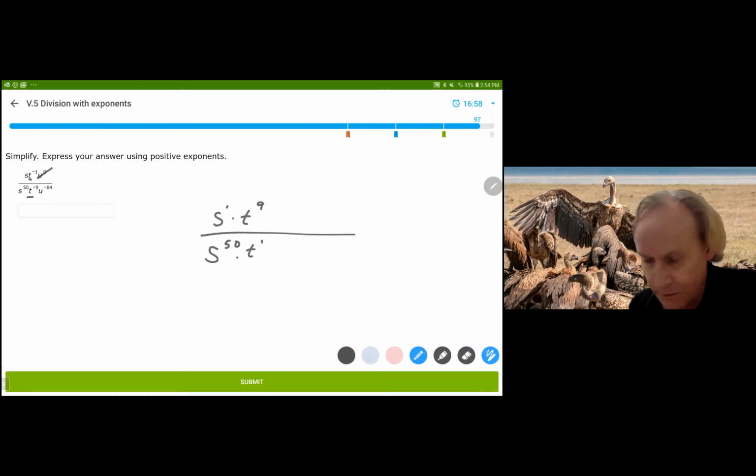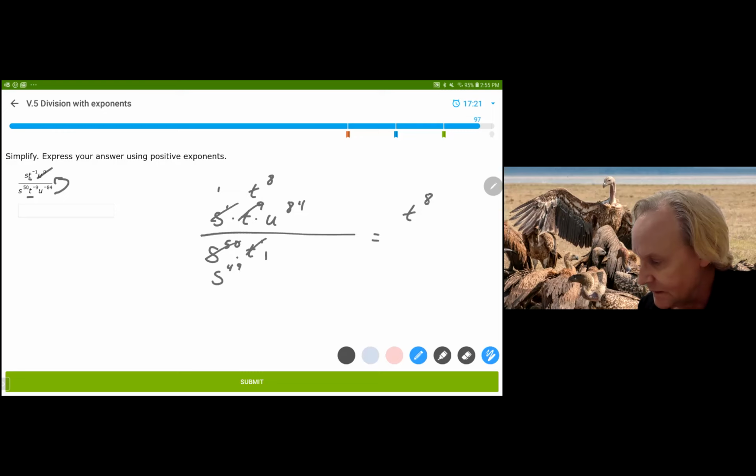The u to the 0 is just 1, sorry. And the u's get moved, and there are 84 of them being multiplied together. So we're almost done. The t cancels with the 9, t to the 9th, which gives me t to the 8th in the numerator. And the s cancels with the s to the 50th and gives me s to the 49th. So we end up with t to the 8th, u to the 84th, over s to the 49th.